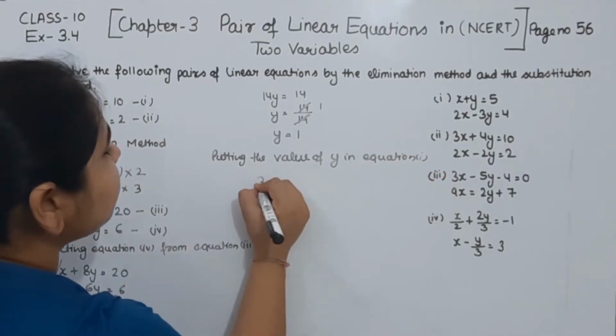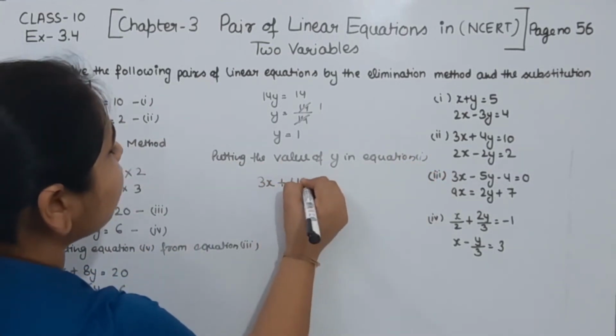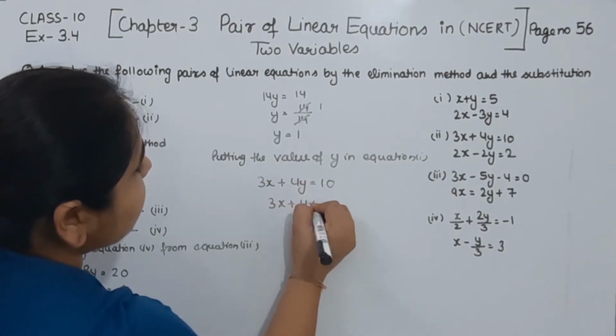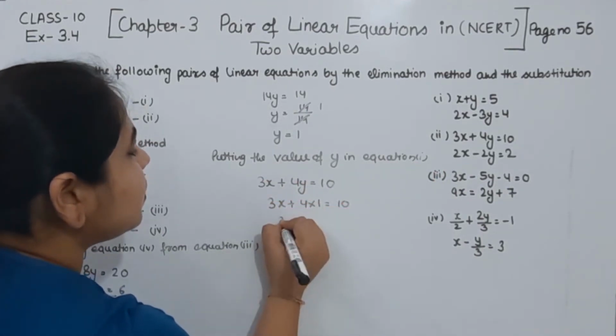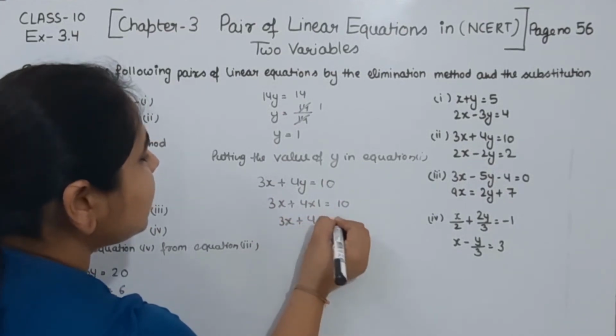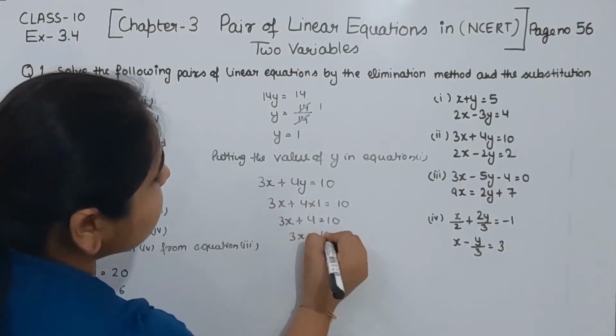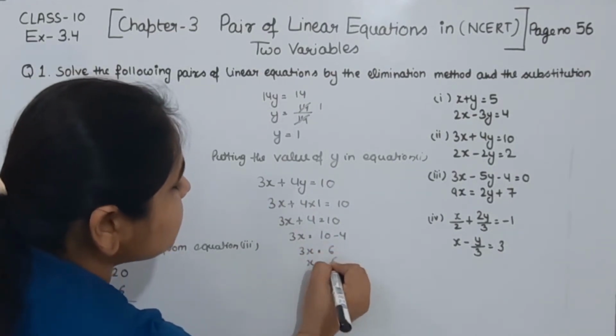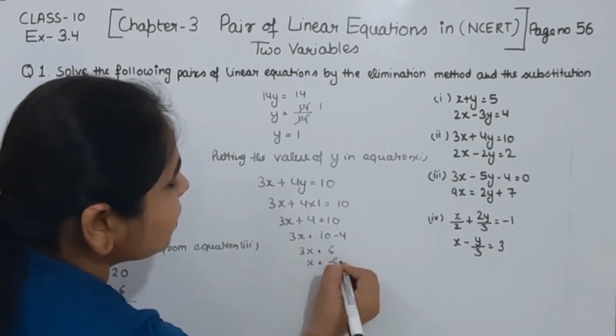In equation number 1 we are having 3x plus 4y equal to 10. So 3x plus 4 multiplied by 1 is equal to 10. 3x plus 4 is equal to 10. 3x is equal to 10 minus 4. 3x is equal to 6. x is equal to 6 by 3. 3 ones are 3, 3 twos are 6.